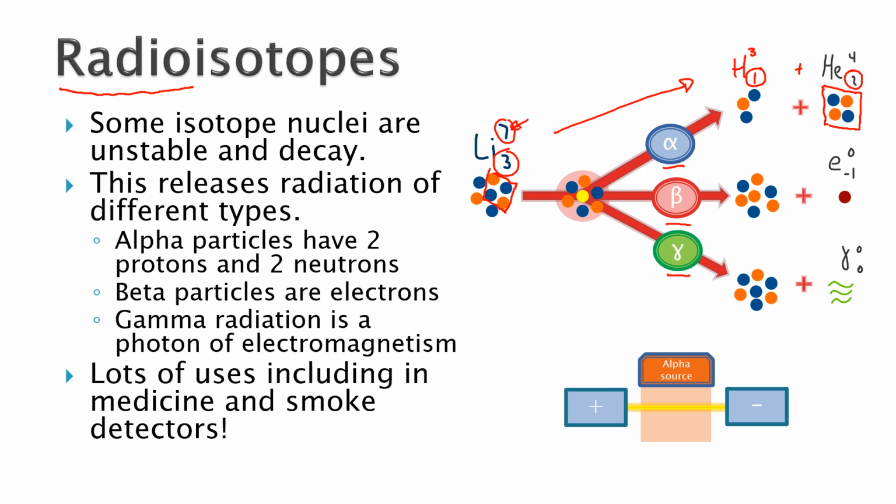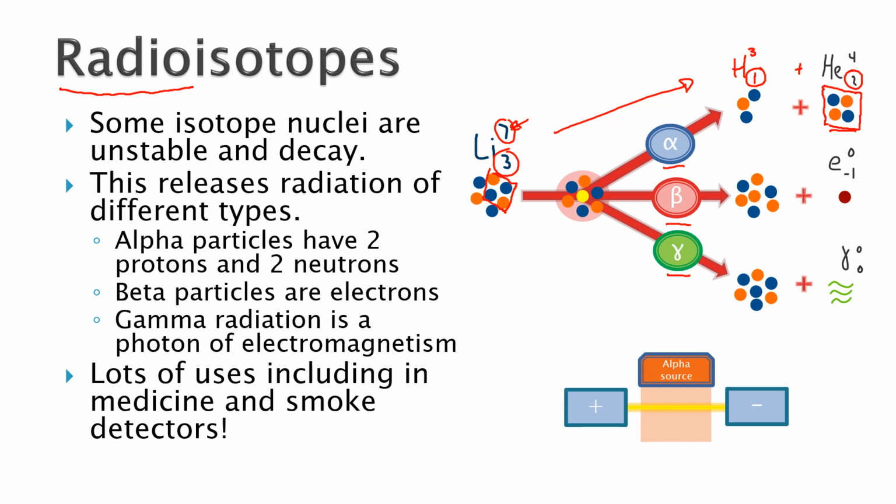So that's alpha decay, and that's because that piece broke off and flies away. Okay, beta decay is really weird. Beta decay is when an electron is given off from the nucleus. Not the shells, the nucleus.